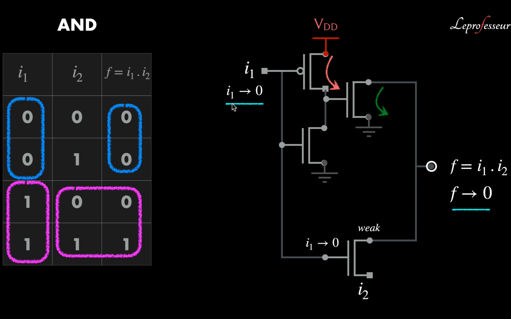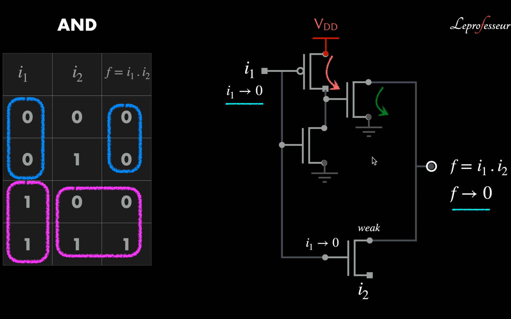Now let's analyze the circuit. When I1 is 0, what will happen? This PMOS will be conducting, so whatever value is here, this is an inverter circuit, so this value will come here. We assume that this value will be at logic high, VDD, and that is connected to the gate of the NMOS. So this will be conducting, and the output will be pulled down to ground.